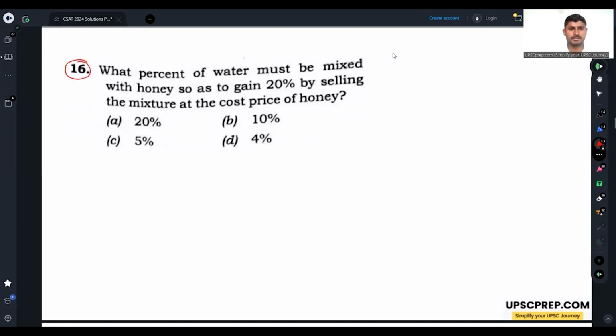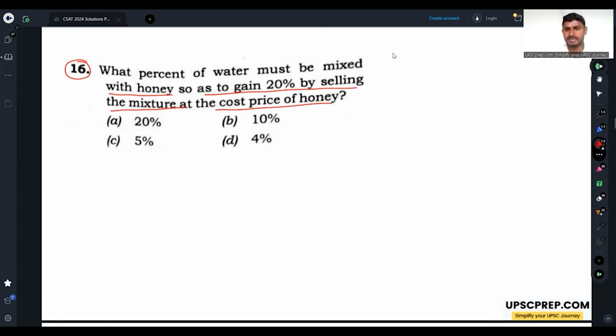See this next question, guys. What percent of water must be mixed with honey so as to gain 20% by selling the mixture at the cost price of the honey? Okay, you have to sell the mixture of honey at cost price, still you have to get 20% profit. So we can add water in the honey so as to get the profit of 20%.